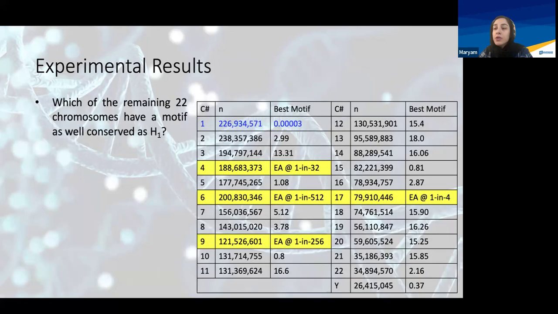We also continued this study by going over all other chromosomes with interesting observations, which I'm going to skip for now. Also in this study, we used early abandoning, which is a very important, interesting feature in MOMP.